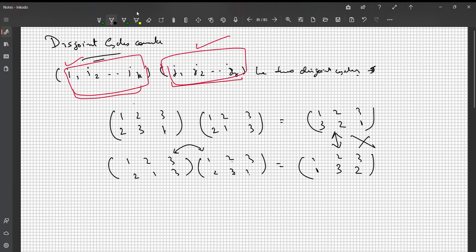So they're not commuting. And why are they not commuting? Because these two permutations are interrelated, having at least one element same in them. Getting my point? So suppose you had the second permutation as, say, 1 goes to 1, 2 goes to 2, and 3 goes to 3, for example.